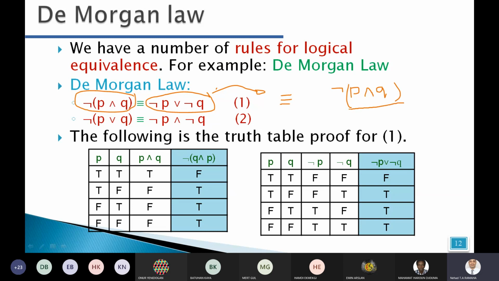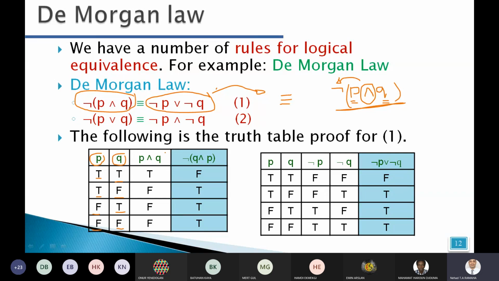We need the truth table for this proposition. Then we need to define P and Q possibilities, then make AND, then make NOT. Okay, then we have P here and Q. We have all the possibilities: true, true, false, false, true, false, true, false. This is all the possibilities for P and Q.